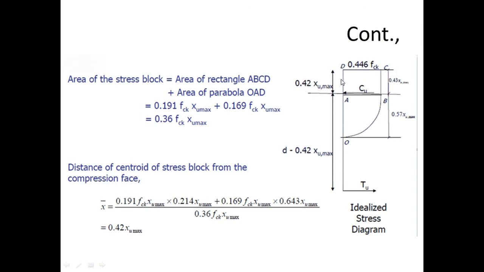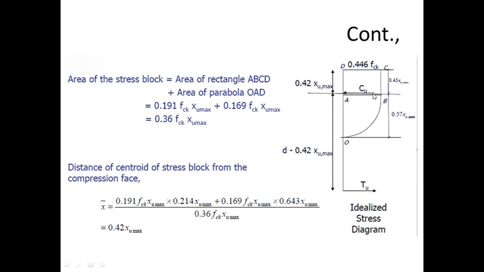So first we will be calculating ABCD, the area of the rectangle, point A, B, O, the area of the parabola. So what will be the case? 0.446 into 0.43 fck into xu. So it gives about 0.191 fck into xu max. And next, two-third of the 0.5, that is one-third of the 0.57 xu max into 0.167. So it gives about 0.169 fck into xu max. So it gives about 0.36 fck into xu.